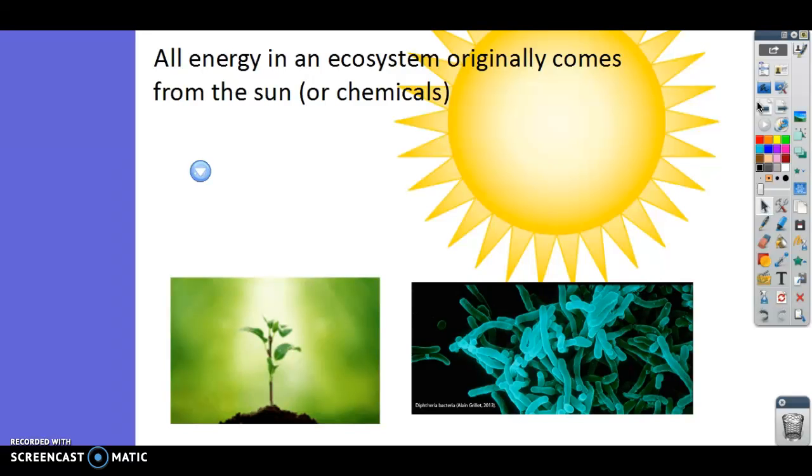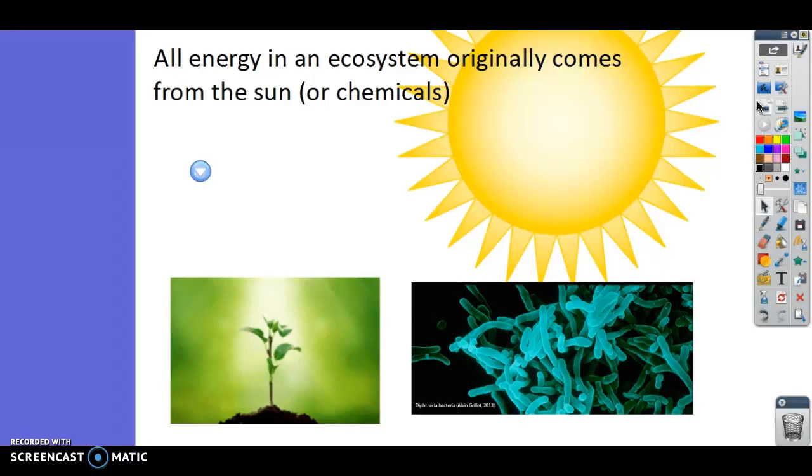But what about organisms down in the bottom of the ocean? How do they get their energy? Because they don't have sunlight. The ocean is miles deep, right? Sunlight can't get all the way down there. So what happens to them? How do they get their energy?